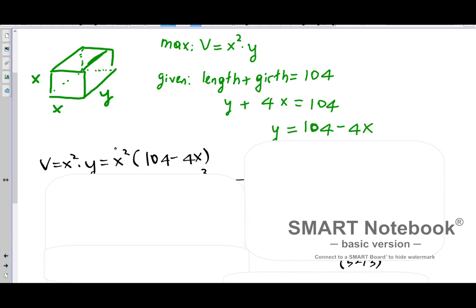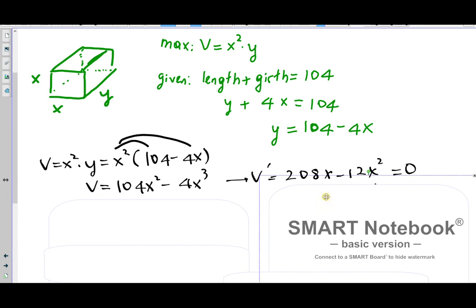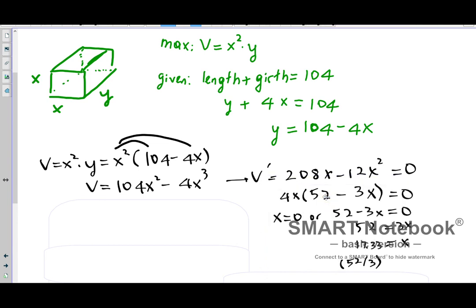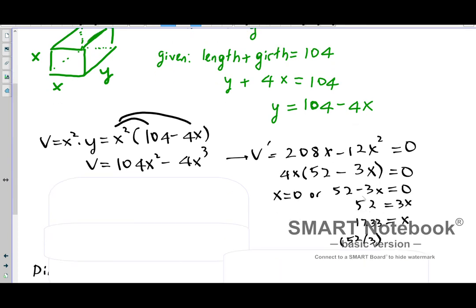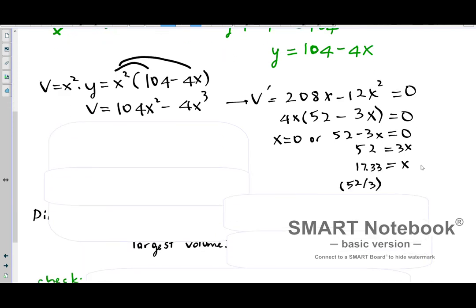From there, don't forget to distribute it first. So 104x squared minus 4x to the third. And then you'll be differentiating it and setting it equal to 0 to locate the maximums of the volume function. So differentiate: 208x minus 12x squared is equal to 0. From there, go ahead and factor out 4x from both of these, and you're going to be left with 52 minus 3x. So again, you get x equals 0, but that's the trivial solution. The real solution that we're going to use is when you set 52 minus 3x equal to 0, and x is equal to 52/3, or 17.33.